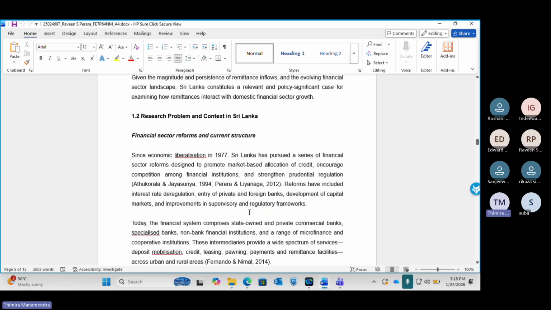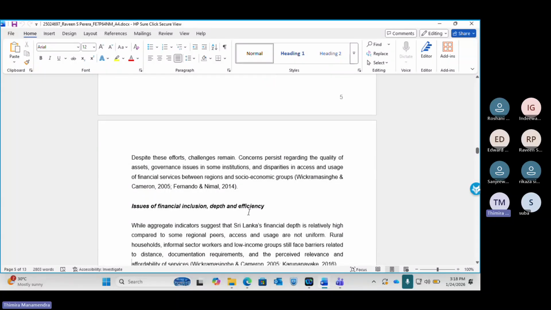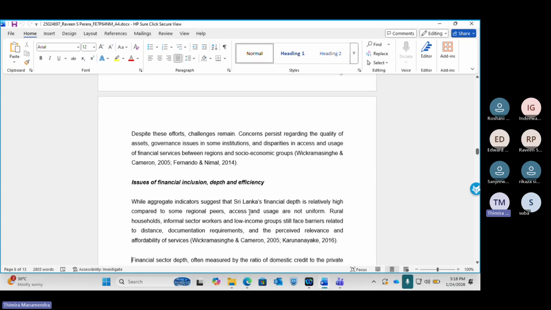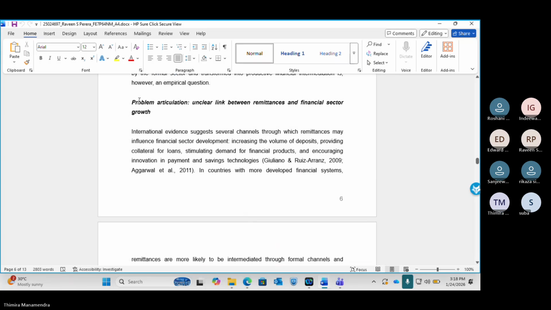There's one subtopic coming in under financial inclusion, depth and efficiency. So he has further drilled down in his research problem, and he's articulating his research problem linked to remittance and financial sector growth. This is one way that you can bring credibility to your report. The other way is what I asked you all to do, which is bringing in some statistics. This is also perfectly done.